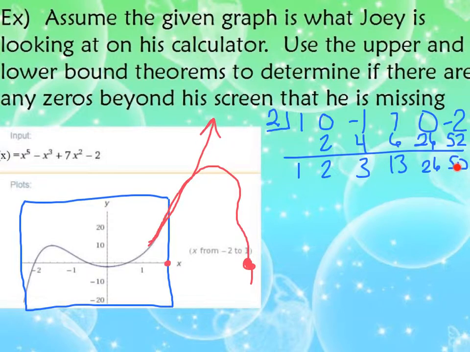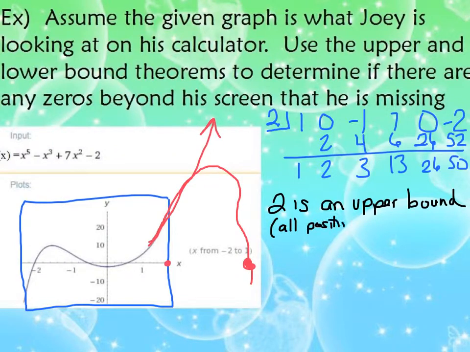And they are. So what that tells me is that 2 is an upper bound, so that's what we write. 2 is an upper bound. And I don't have any zeros bigger than that I'm missing. Or Joey doesn't, I guess, in this case. And maybe a note to yourself, all positive coefficients. That's sloppy, sorry.